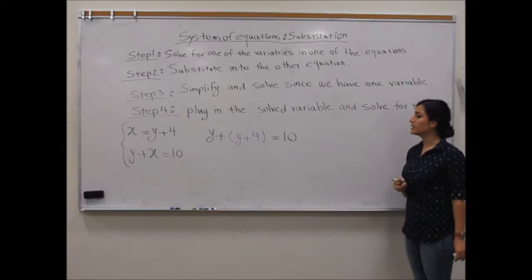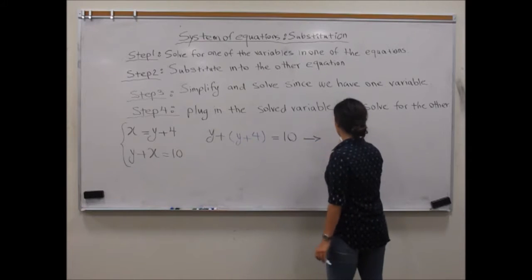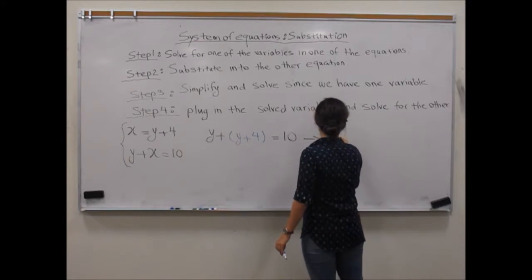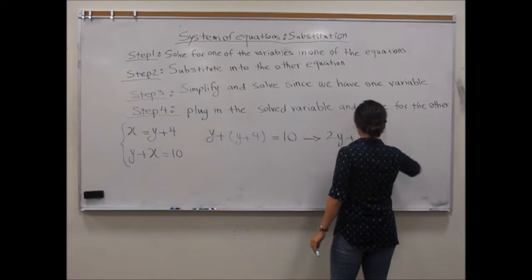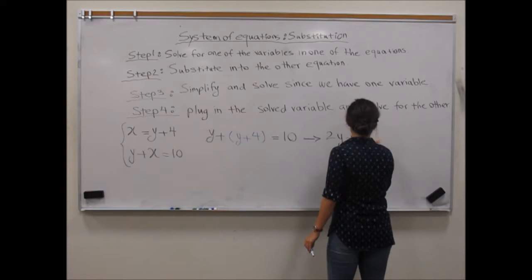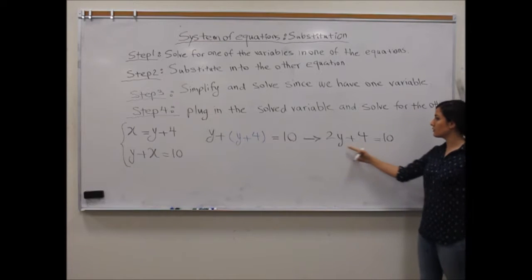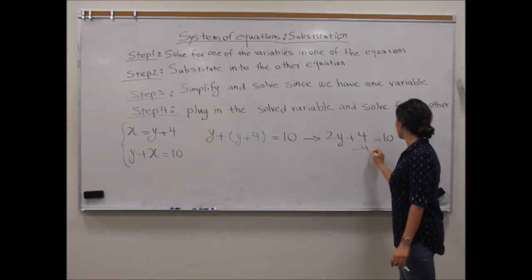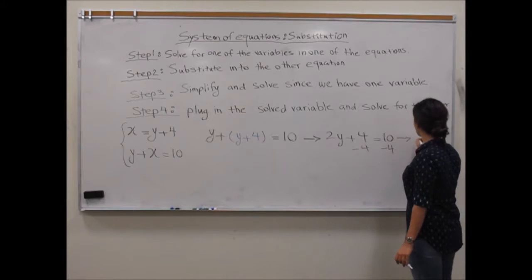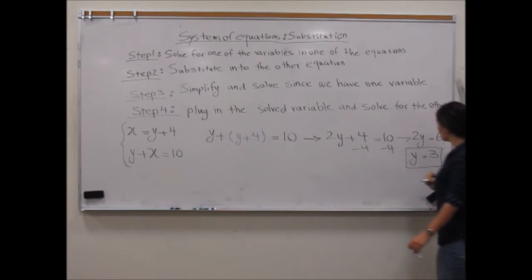And in step 3, I can simplify it and then solve for that one variable. So to simplify it, I would have 2y, because y plus y is 2y, plus 4 equal 10. And this is an equation with only one variable, which we can solve. So minus 4, I would have 2y equals 6, and then I would have y equal 3. So this is one of the variables.